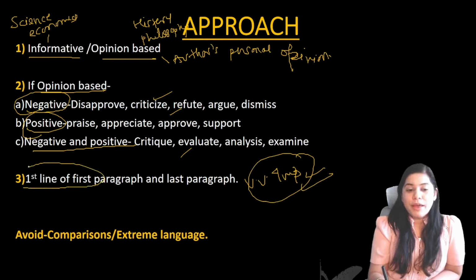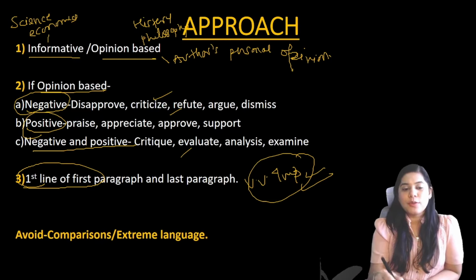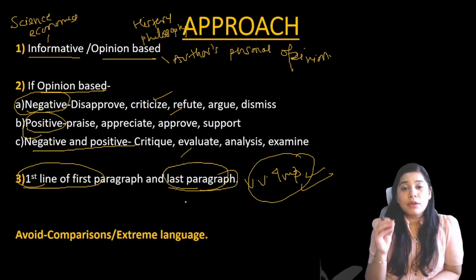First line of first paragraph. When I say first line, it doesn't mean just the first line, full stop to full stop. So basically the first 2 to 3 lines of the first paragraph and the first few or last few lines of the last paragraph. This is a very important location to find answers to main idea and primary purpose questions.